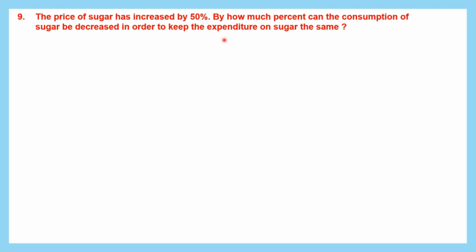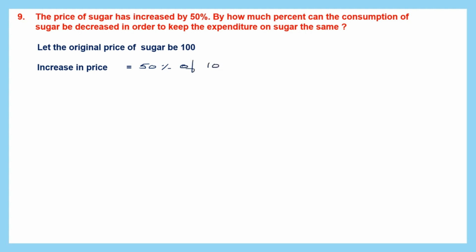Now how do they do that? What is the percent that they should decrease it by? So let the original price of sugar be 100. Then the increase in price will be 50% of this 100. That is the increase, isn't it? So that is 50% of 100, and that is 50 by 100 into 100. So here we can cancel the 100 and 100. So what do we have? We have 50. So that means it has increased by 50 rupees.